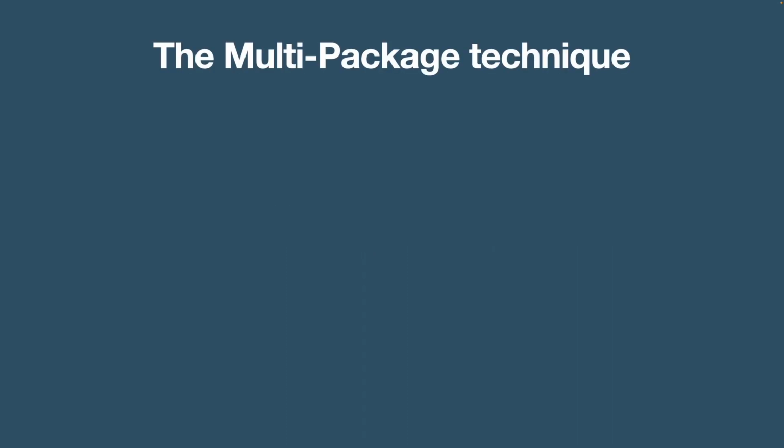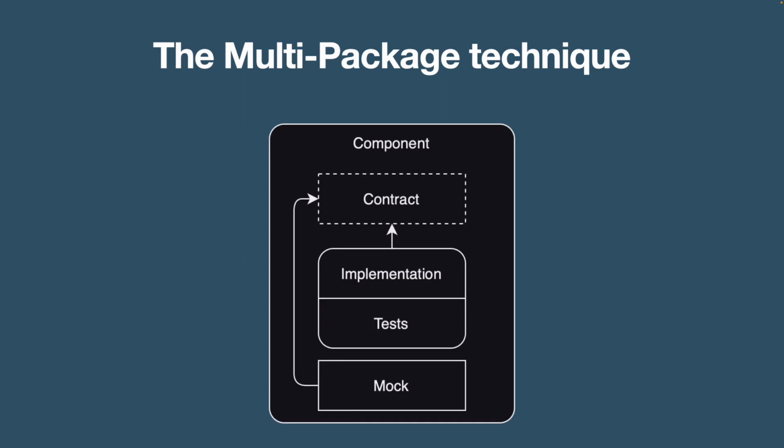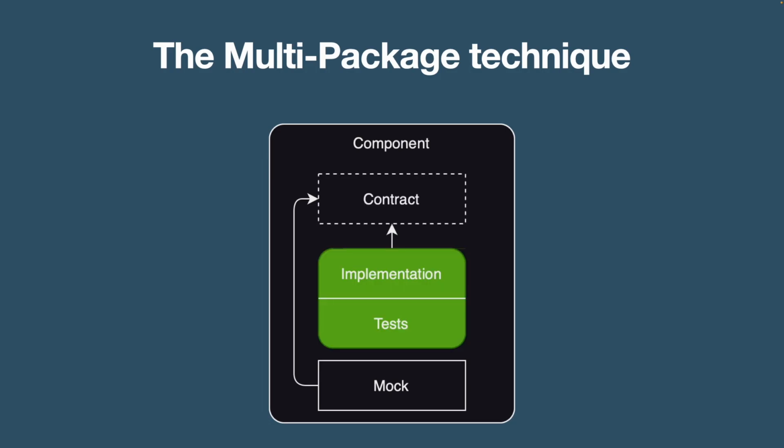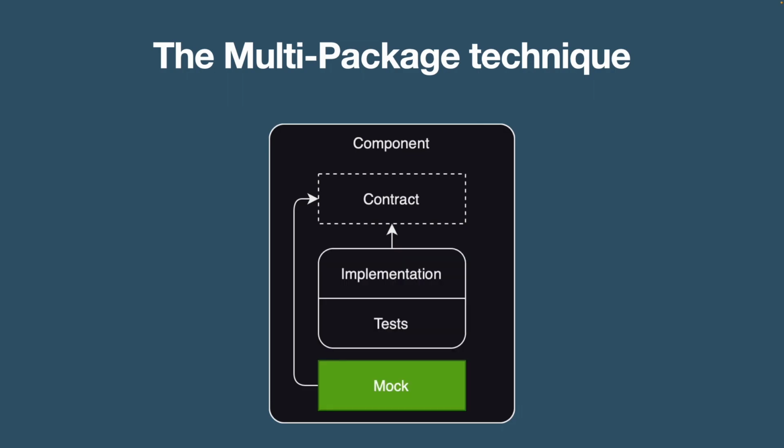One technique gaining popularity in the community is breaking down your component into multiple packages. For example, you could have one lightweight package that contains the public interface and the types that your component defines. Let's call it contract. An implementation package coupled with its tests. This package depends on the contract, and as its name implies, it provides the implementations. And a package that is used in other components' unit tests, we'll call it mock.